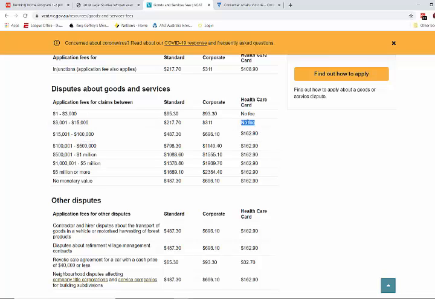So another reason why VCAT is appropriate is that it's going to be affordable for Zena. She isn't going to have to pay a fee, assuming that she has a healthcare card. If she doesn't, that fee is still quite low.